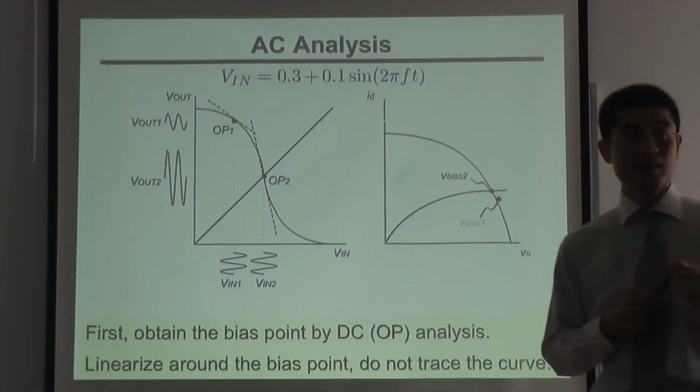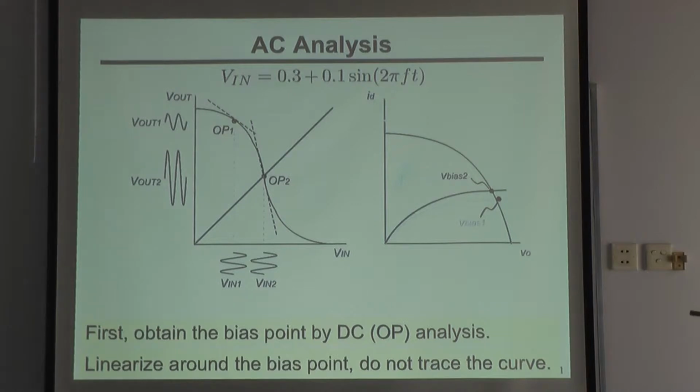And for AC analysis, for example, if we have an inverter with this kind of curve, and we have an applied voltage, for example, equal to 0.3 plus 0.1 sine 2 pi t. In this case, the 0.3 is the bias voltage. So we can calculate this point. And we linearize this curve like this dotted line.